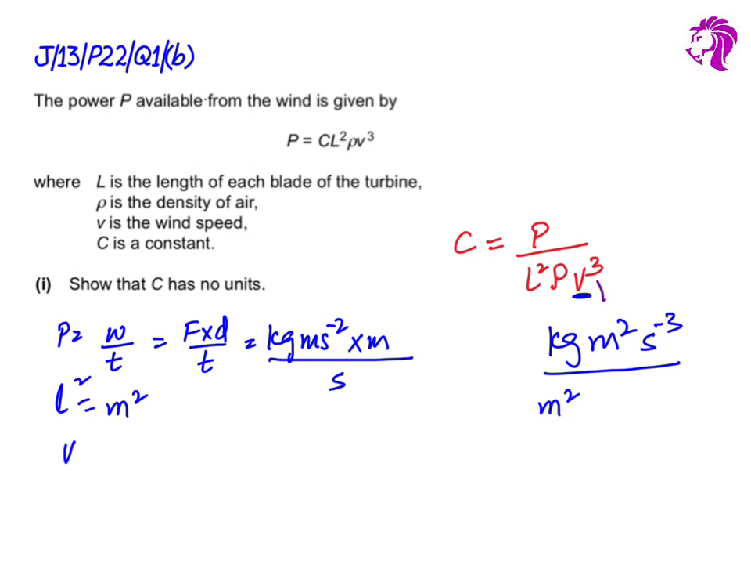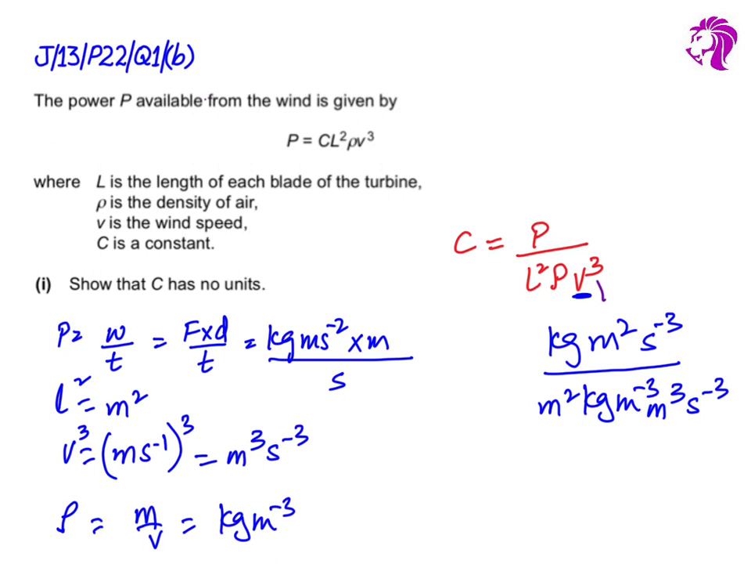And then we have speed, cubed, and the speed has the SI base unit m s minus 1, so it would be m3 s minus 3. So speed is m3 s minus 3. And then we have rho, the density, which is mass upon volume, and hence its unit is kg per meter cubed. So density, its unit is kg per meter cubed.